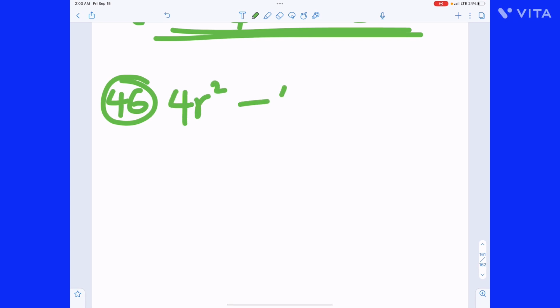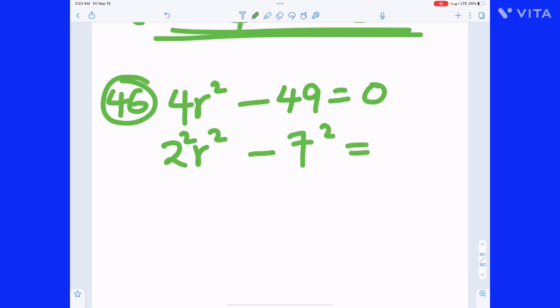4r squared minus 49 is 0. Can you see this, senior? 4 is a perfect square, so I can write 4 as 2 squared. So 2 squared r squared minus 7 squared is 0. 49 too is a perfect square, so instead of writing 49, I can write 7 squared.